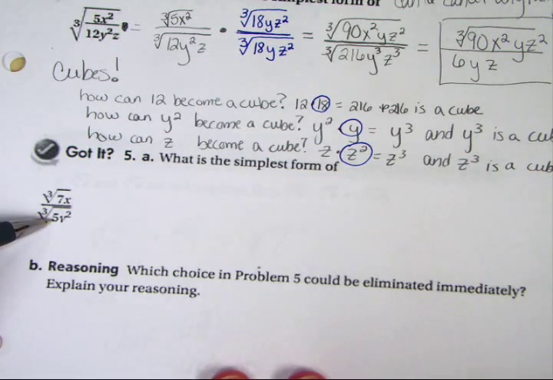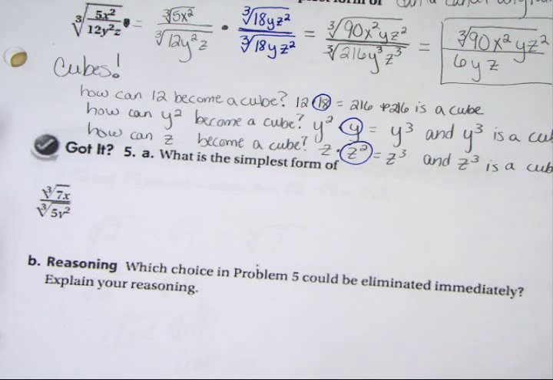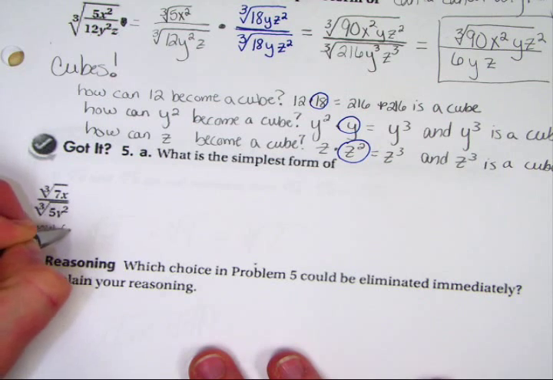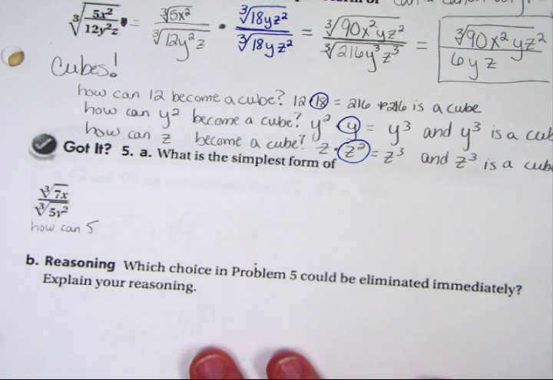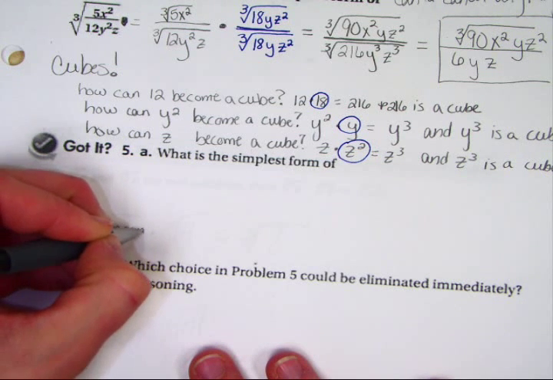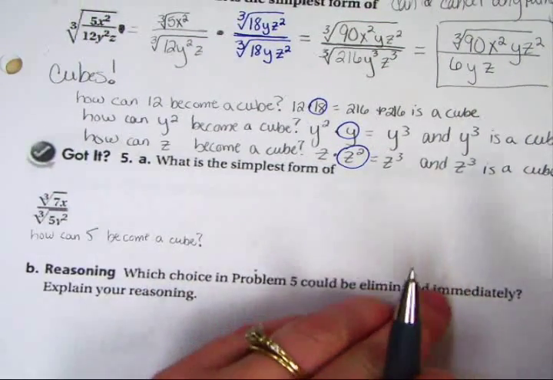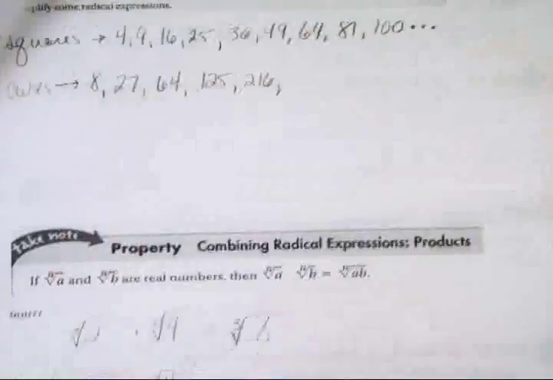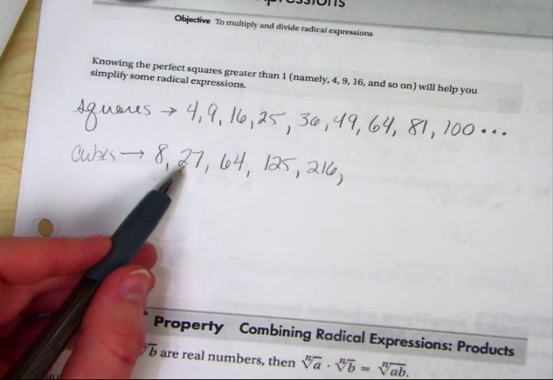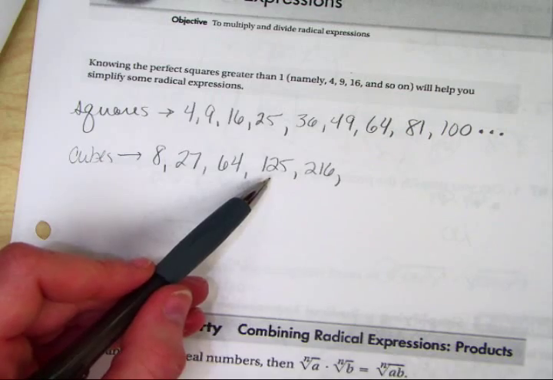Alright, 7 and 5 does not reduce, neither does x and y squared. So we're going to ask ourselves these same questions. How can 5, it's on the bottom, become a cube? Well, let's go to our list. Does 5 go into 8? No. Does 5 go into 27? No. Does 5 go into 64? No. Does 5 go into 125? Yes.